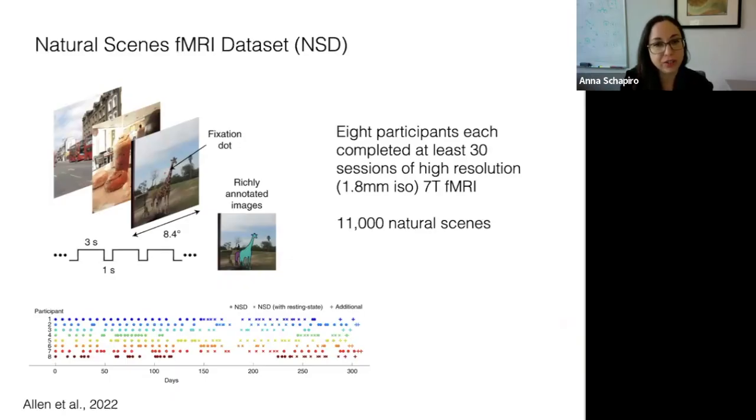8 participants each completed at least 30 sessions of high resolution 7T fMRI. They viewed 11,000 images of natural scenes. So they look like this. They're labeled with the objects that are present in the scenes, like the giraffe and the bus and the coffee. And these objects occur in the scenes in the way that you would expect them to, because these are just real natural images. So we think of them as representative of the distribution of your past experience.